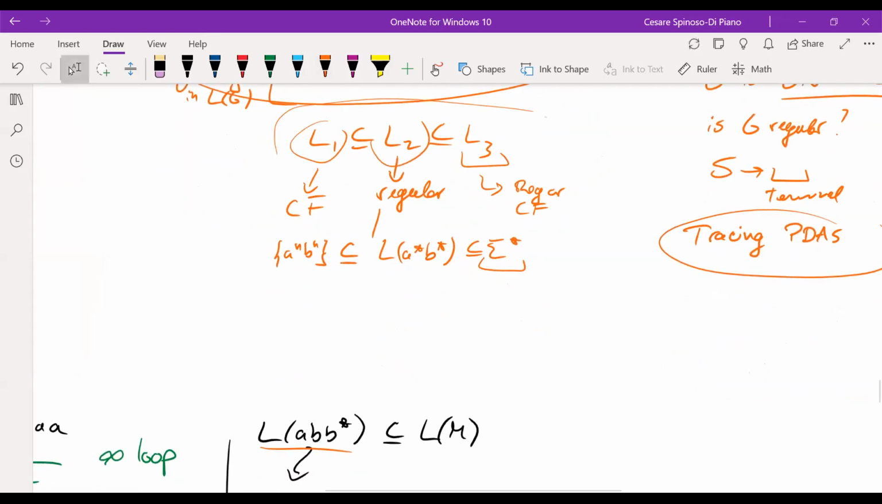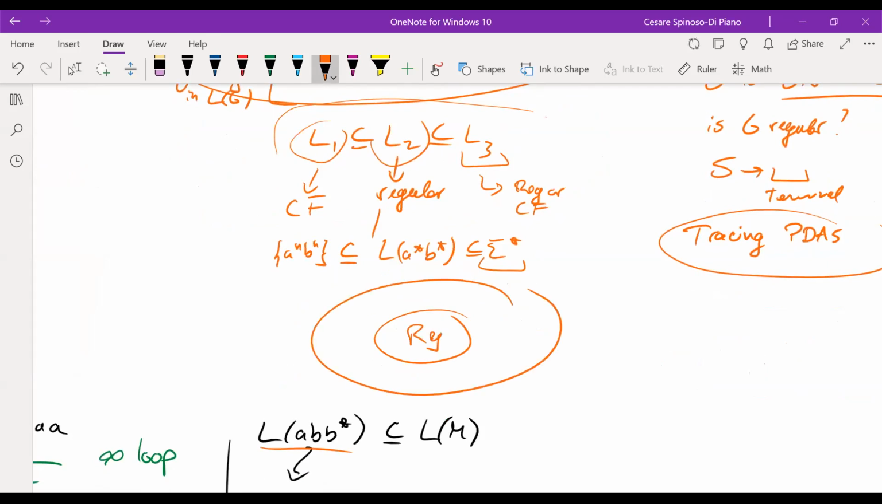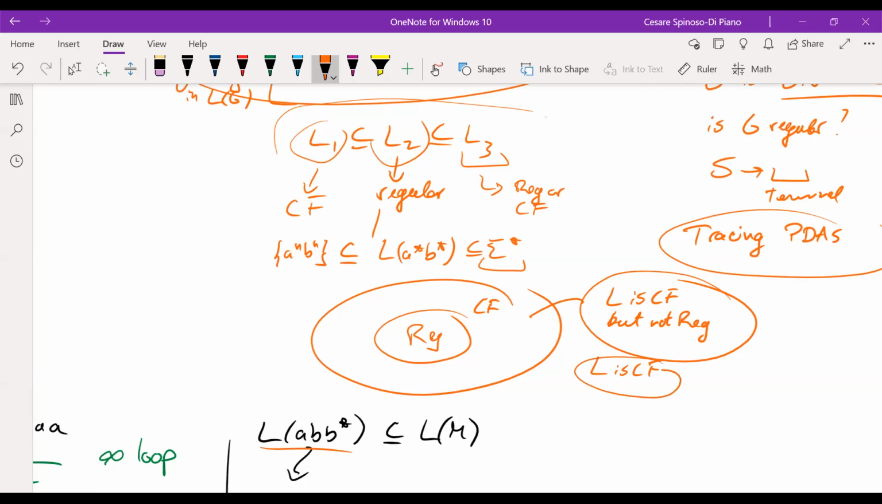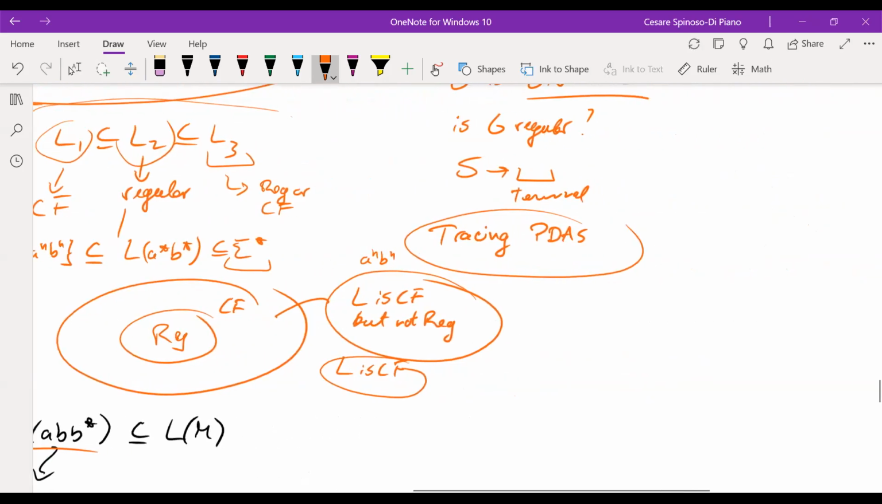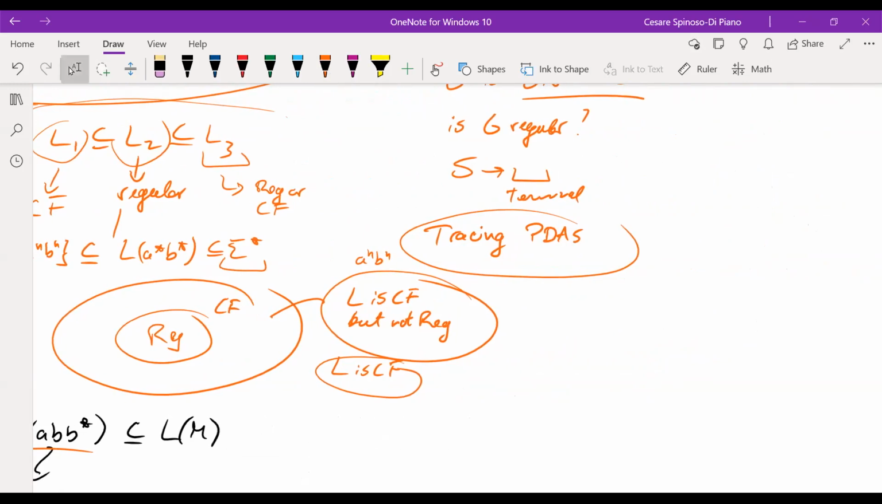Also, questions like you have regular languages and context-free languages. We didn't look at any options where it said L is context-free but not regular, because these are much more powerful statements than just L is context-free. So be careful when you're reading. If you say L is context-free, then it means that it can also be regular. That's a trick there. But if it says L is context-free but not regular, then you know you have to be dealing with something like A^n B^n, right? Yeah. So tracing PDAs.